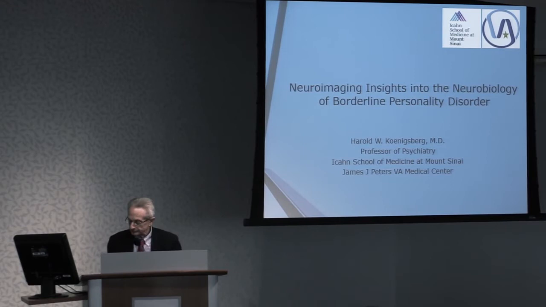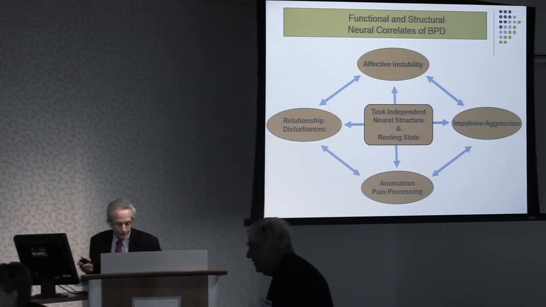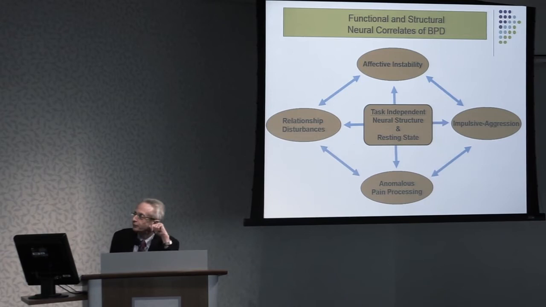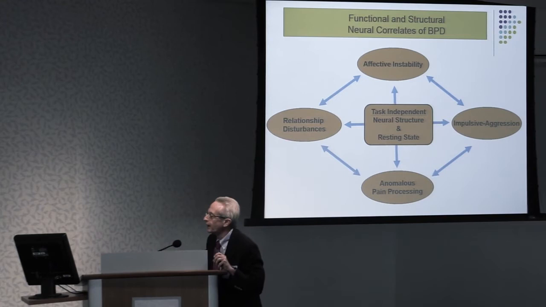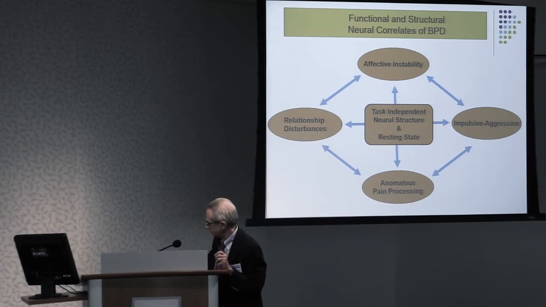So let me give you a map of the plan of my talk. I'm going to talk about different elements of what we know about the neurobiology of personality. I'm going to talk specifically about borderline personality disorder because the vast bulk of the work on the neurobiology has been done with borderline personality disorder. And so this is a map of what we'll be talking about.